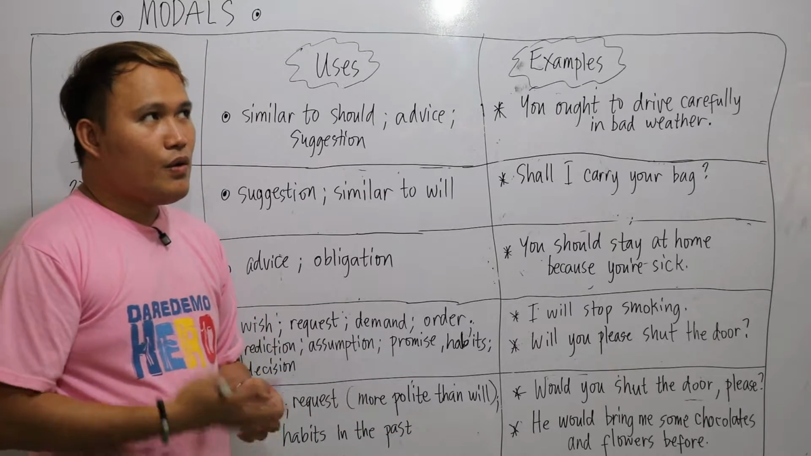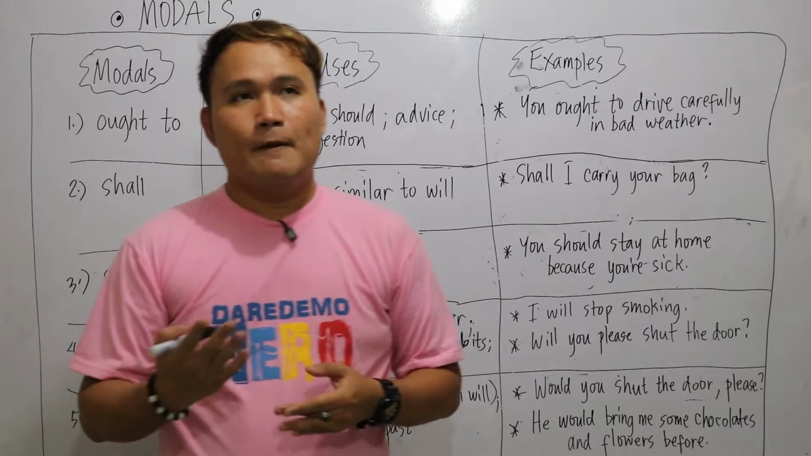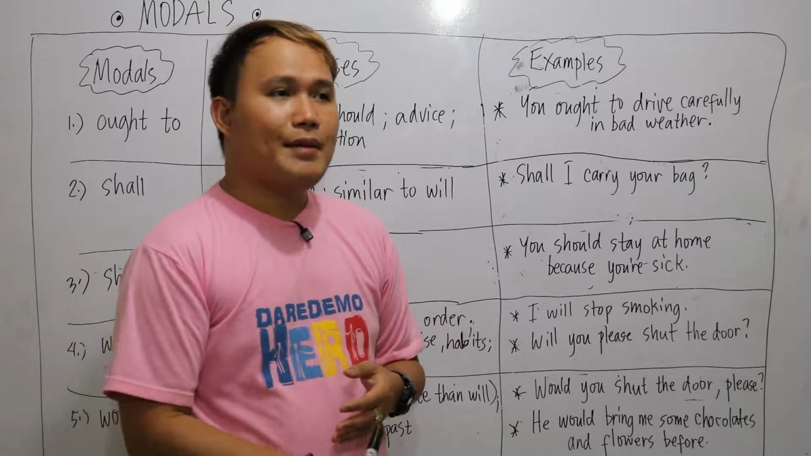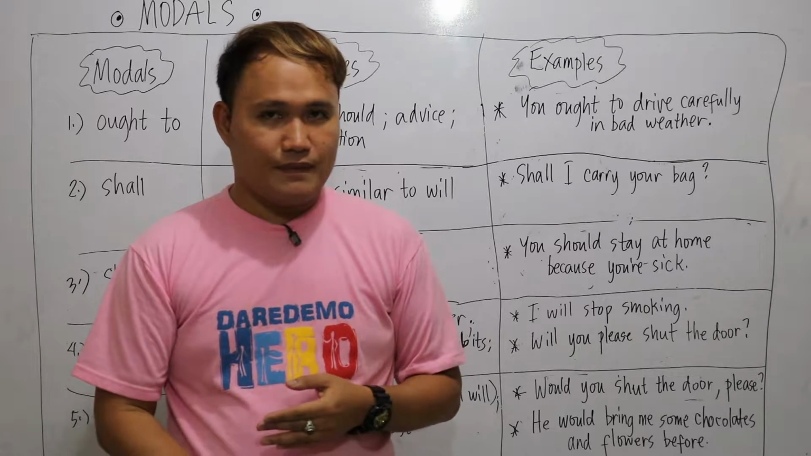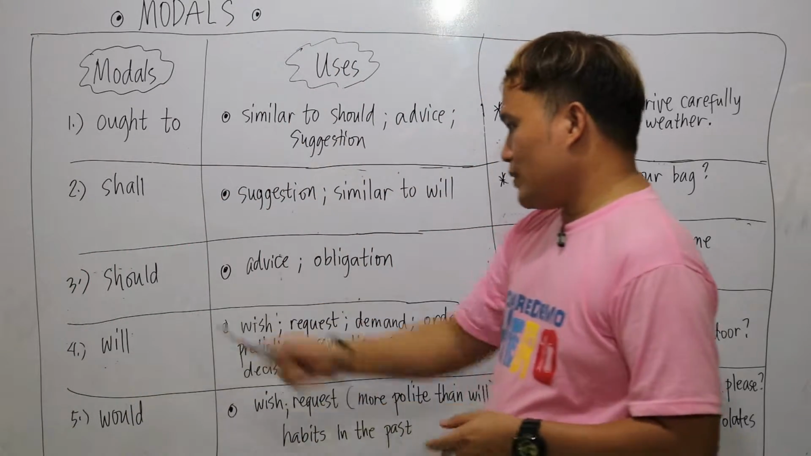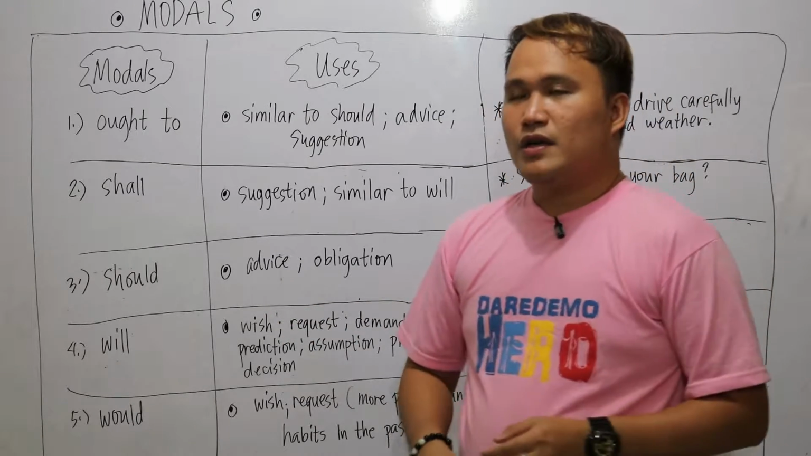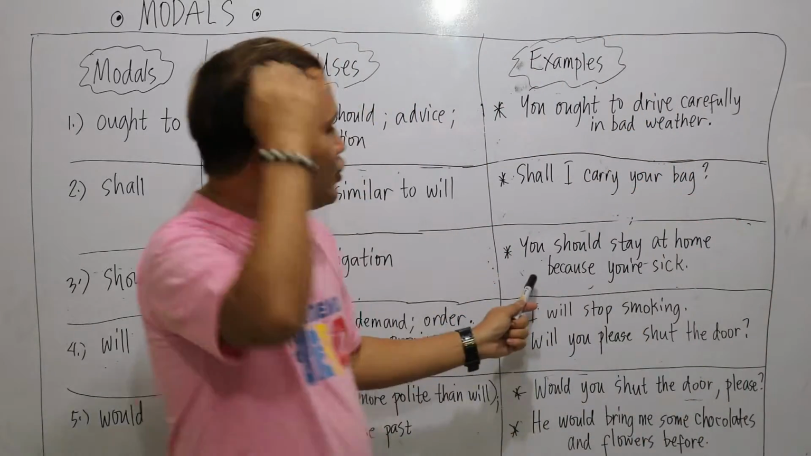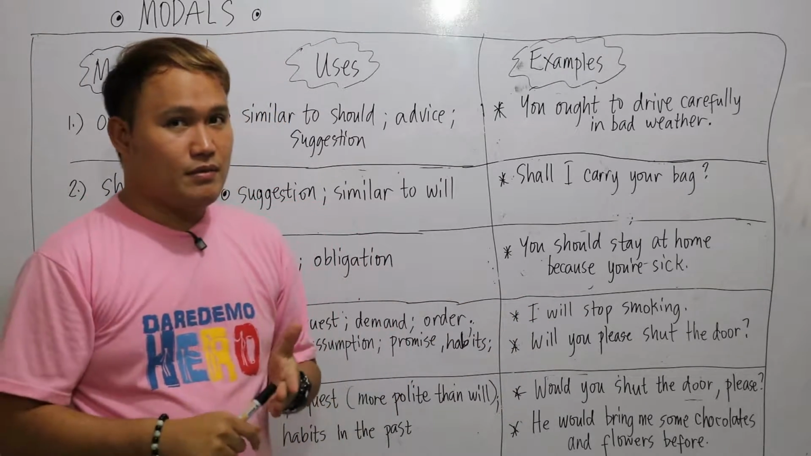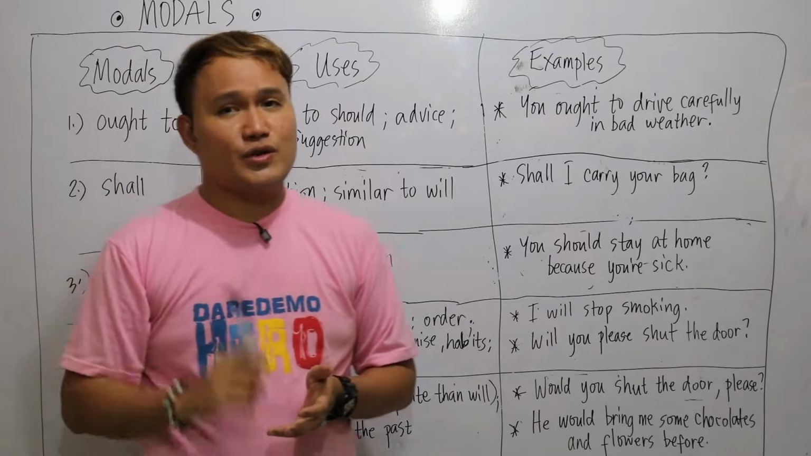Or another example that's going to happen in the future, for example, I shall give her a present on her birthday. So that's futuristic by nature. Next, let's have should. This is an advice also, and it conveys obligations. So, for example, you should stay at home because you're sick. So it's an obligation or an advice.